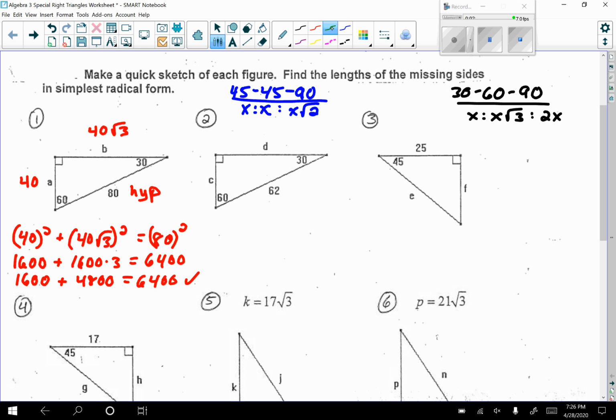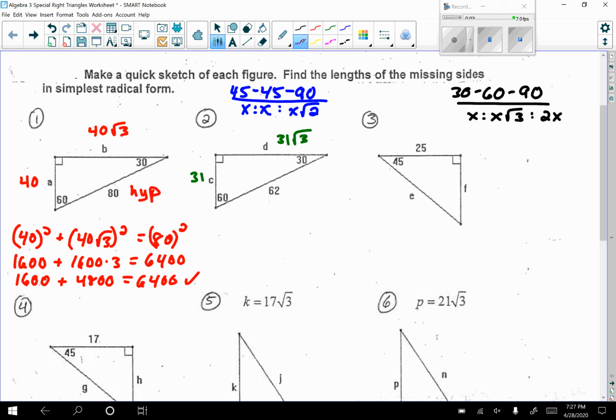All right, very similar in number 2. We're given the length of the hypotenuse here is 62, so I go straight to the short leg. I never use the hypotenuse to go straight to the long leg or vice versa. We always go to the middle man here and go to the short leg. So that means the short leg is half of 62, which would make this 31. And then the length of the longer leg is going to be the short leg, 31 times radical 3.